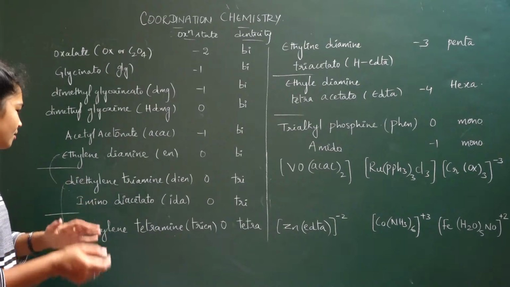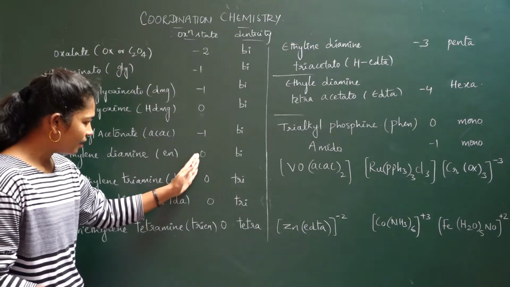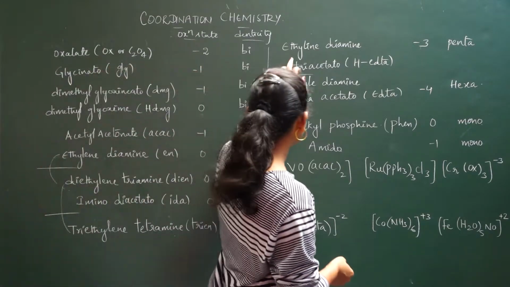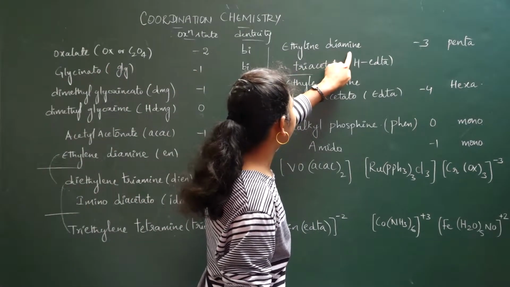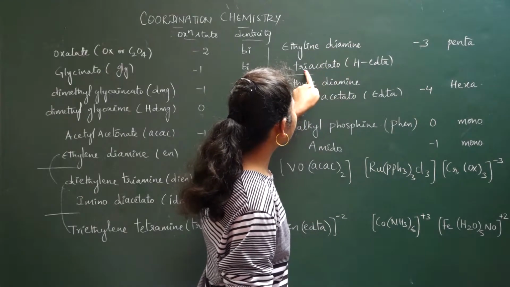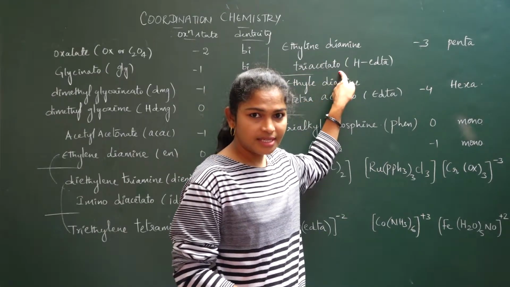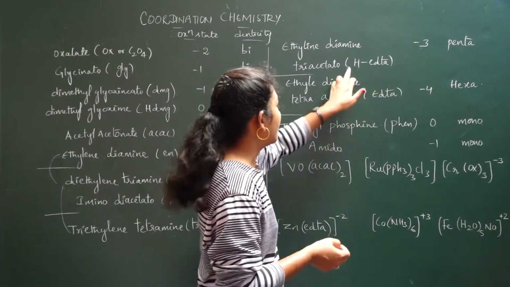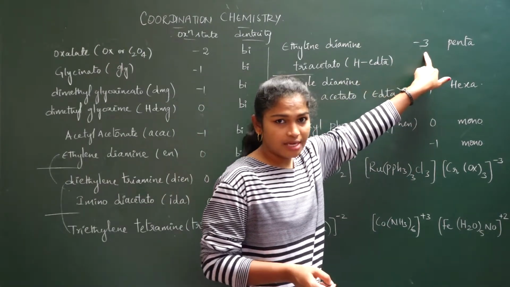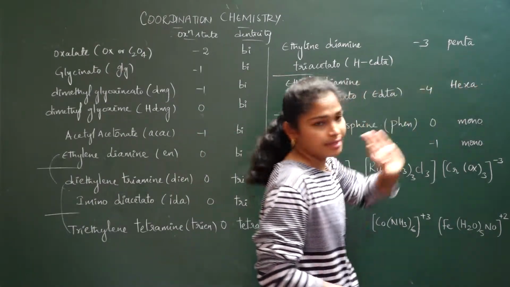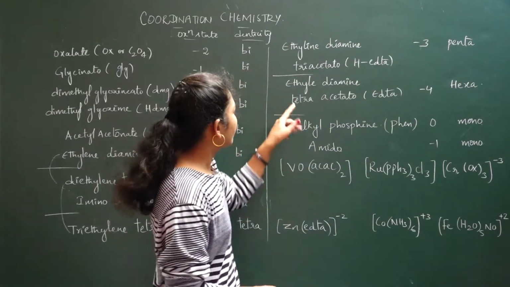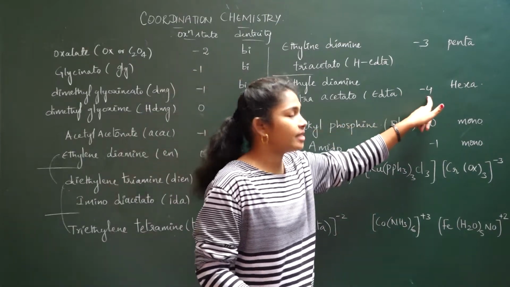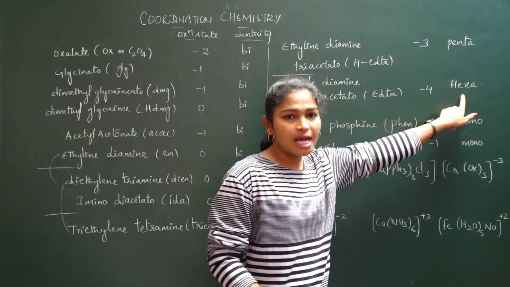You just try to remember like that. But these all are neutral ligands. Come here. Ethylene diamine triacetate, HEDTA, is also very, very important. The charge on that is -3 and it is pentadentate. Next, ethylene diamine tetraacetate, that is EDTA, and the charge will be -4 and it is hexadentate.